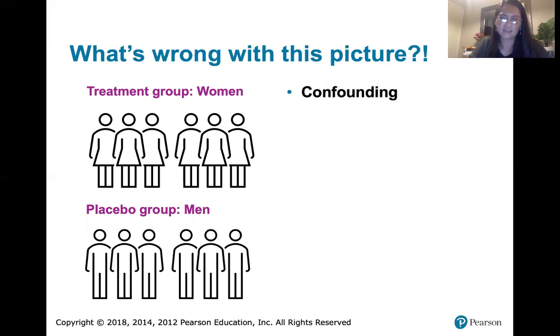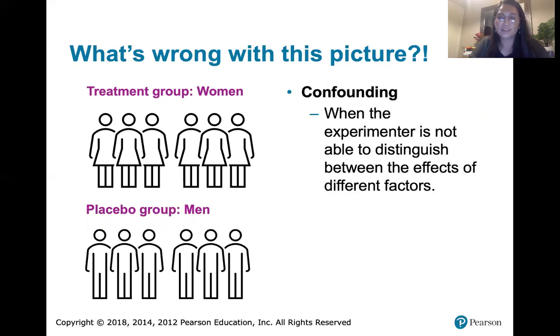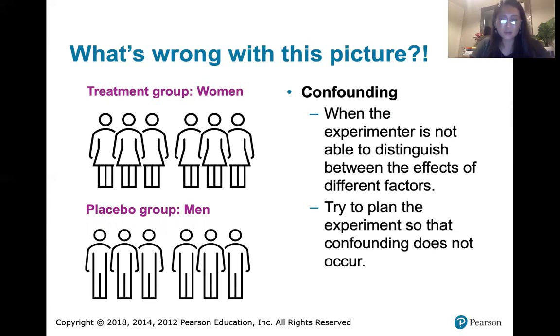And that's called confounding. Confounding is when the experimenter is not able to distinguish between the effects of different factors. And our goal is to try to plan an experiment so that this does not happen. There are 4 types of experimental designs that we'll discuss in this course that will allow us to do that.